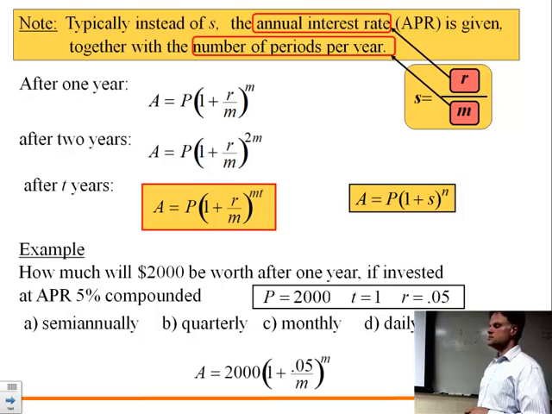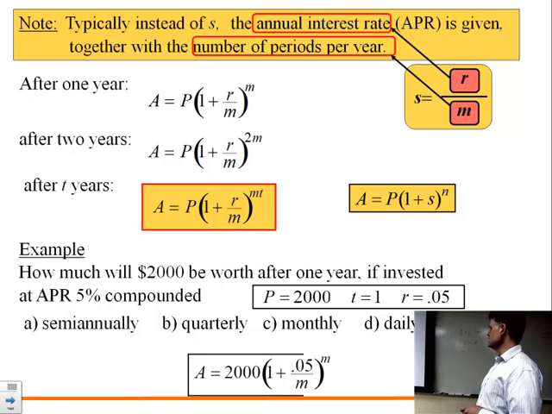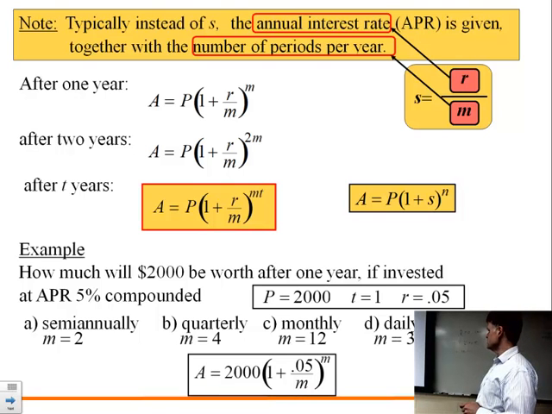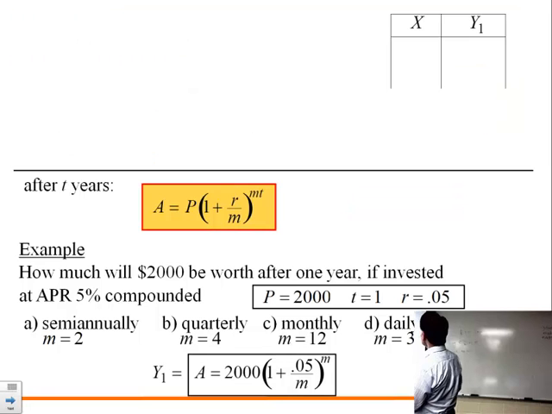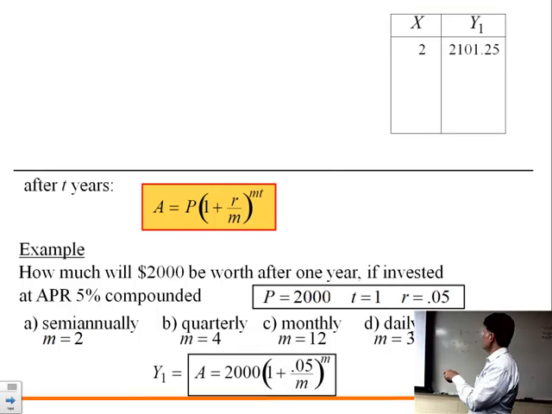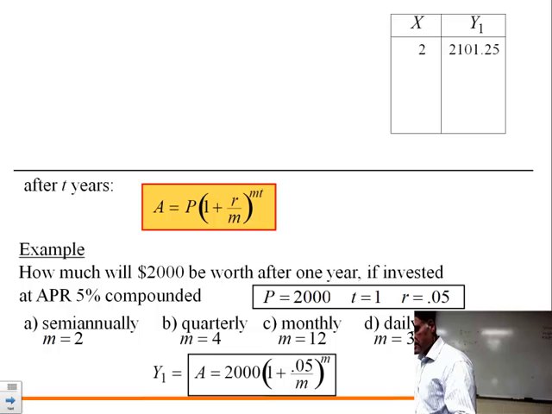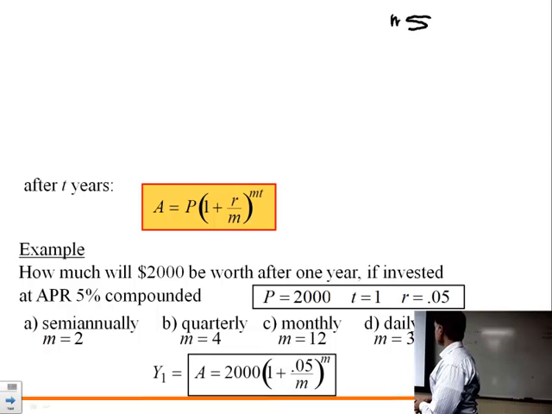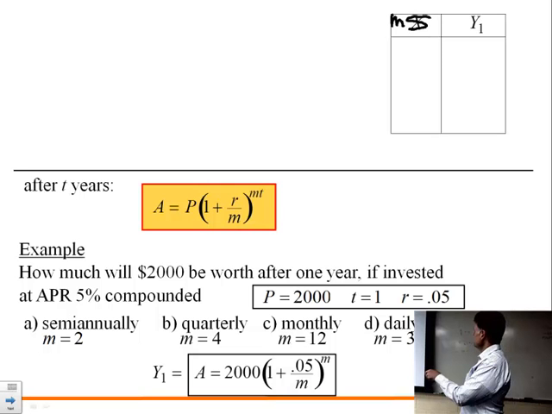Okay. So here's the formula if I just plug in everything else besides M. All right. Now I've got this. So this is the amount after 1 year. So if I take X and Y1, so what is X here? Sorry, that's a mistake. This should be M. Okay. That's M. M is 2.